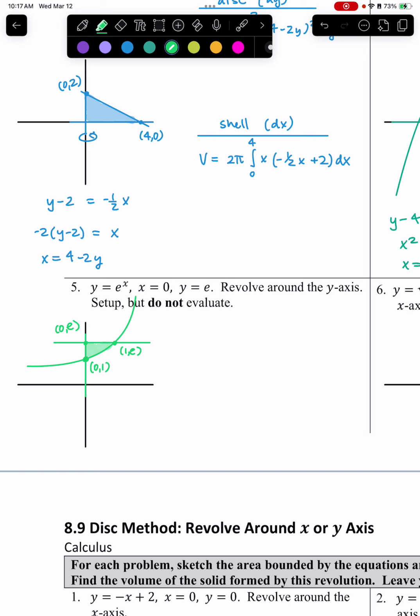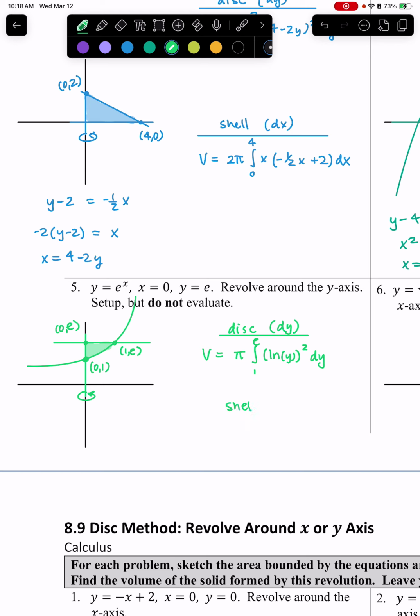And we are rotating about the y-axis. All right, so that means if we're going to do disk method, that's going to be dy. Volume is pi r squared, so we're going to have pi. Our y values go only from 1 to e. And our radius is going to be our function, the x value. So in this case, x is ln of y. So ln of y squared dy.